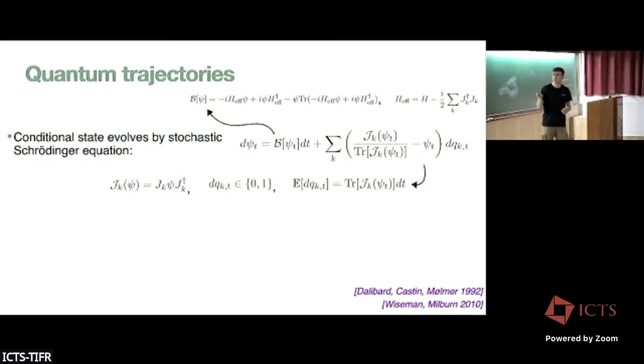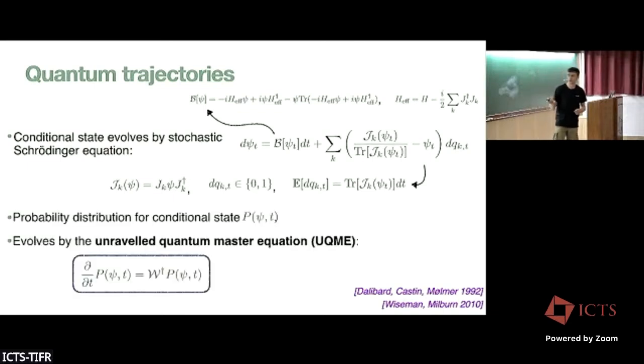But what we're going to do is consider the probability distribution that's generated by these dynamics. So for example, we have this P of psi, t. This just tells you the probability your conditional state is in the state psi at time t. And this distribution evolves deterministically by this equation here, which I've called the unraveled quantum master equation. This is like a Fokker-Planck equation for the distribution of our conditional states. And it's evolved by this object here, which I'm going to call the unraveled generator. You can write this down for any jump process, and this is what evolves our distribution.